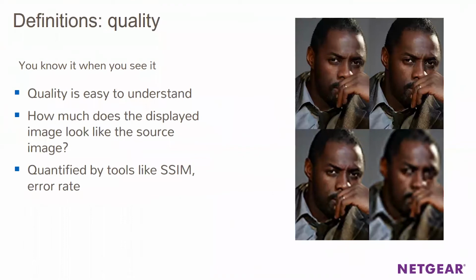The last one is actually easy, because we know what it is when we see it. Quality. So the quality can be understood as how the destination, how the display, is compared with the actual source.